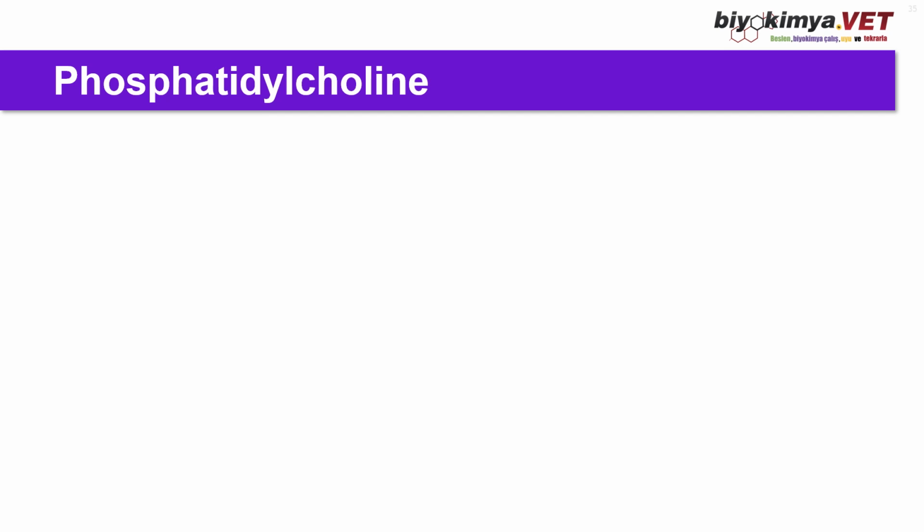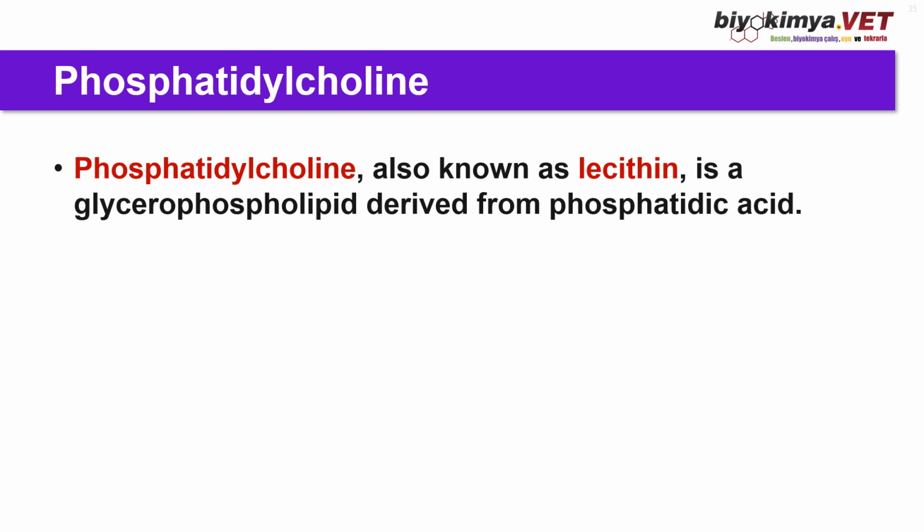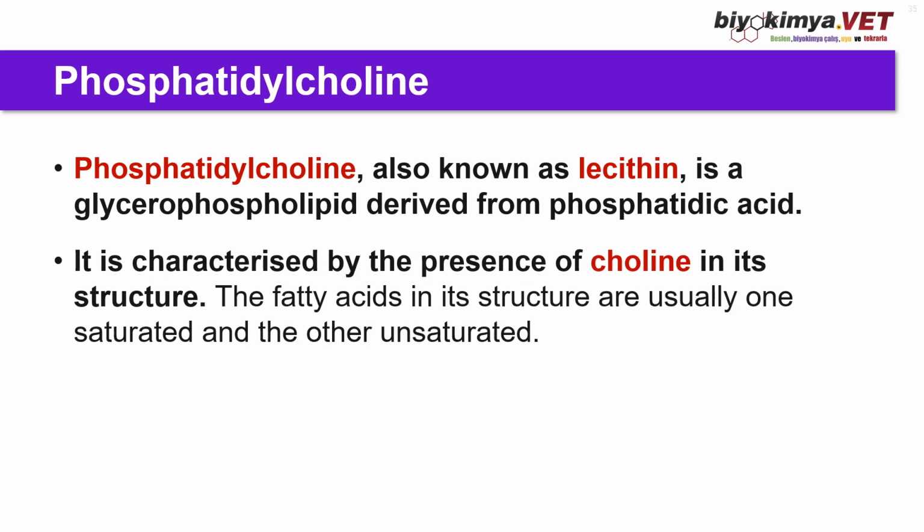And the first glycerophospholipid is phosphatidylcholine, also known as lecithin. And phosphatidylcholine is a glycerophospholipid derived from phosphatidic acid. It is characterized by the presence of choline in its structure. And the fatty acids in its structure are usually one saturated and the other unsaturated. But don't forget, there can also be two saturated fatty acids in the structure of lecithin or phosphatidylcholine.